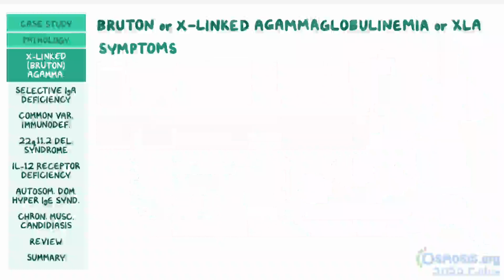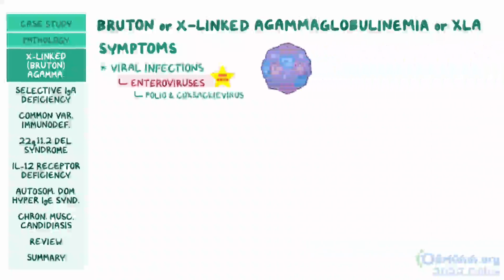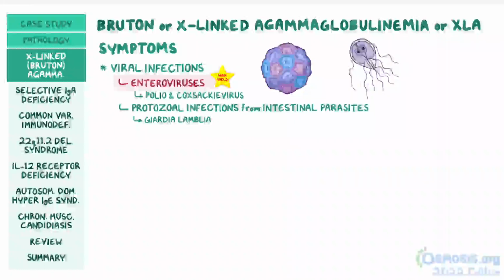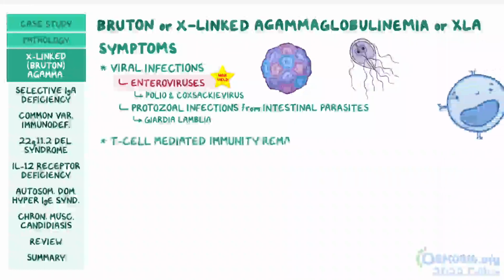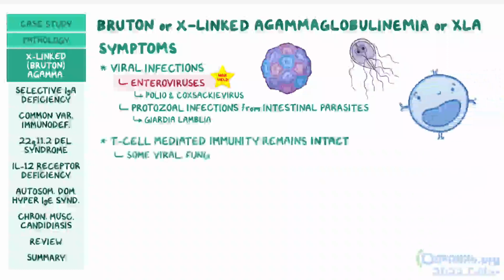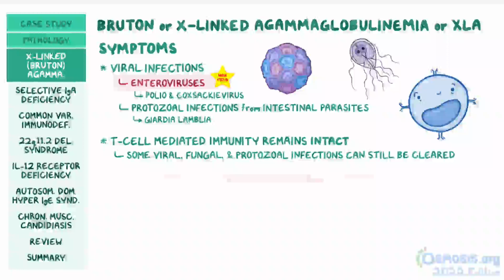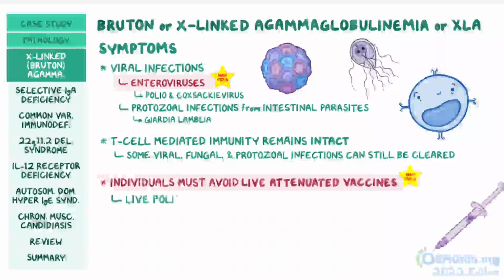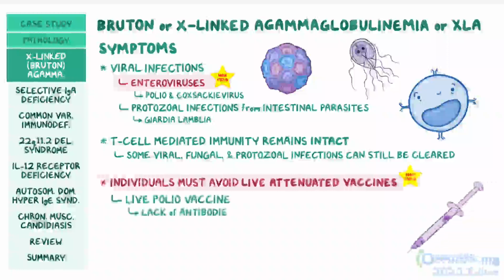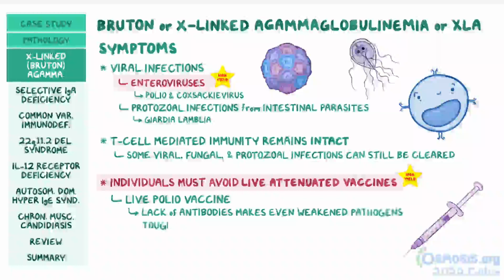Less commonly, children with XLA may also get viral infections, especially from enteroviruses like polio and Coxsackie virus, as well as protozoal infections from intestinal parasites like Giardia lamblia. Having said that, it's important to remember that T-cell-mediated immunity remains intact, and some viral, fungal, and protozoal infections can still be cleared. Another high-yield fact is that these individuals must avoid live attenuated vaccines like the live polio vaccine because the lack of antibodies makes even certain weakened pathogens tough to destroy.